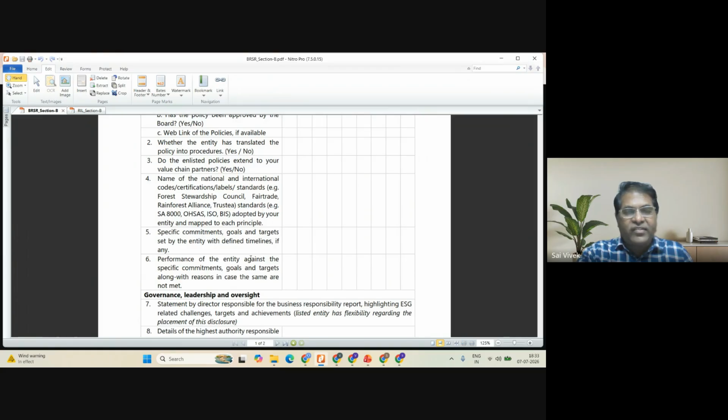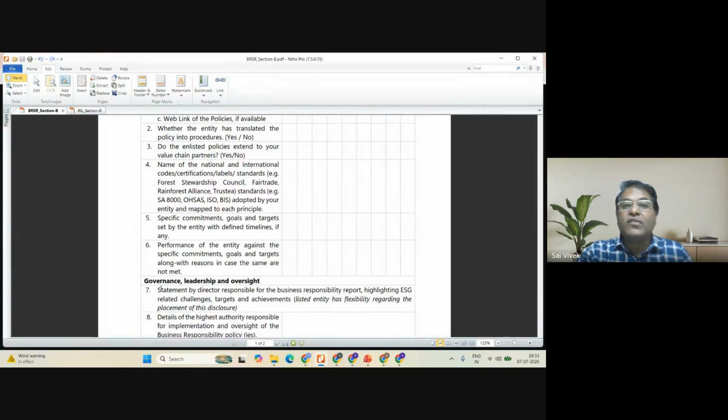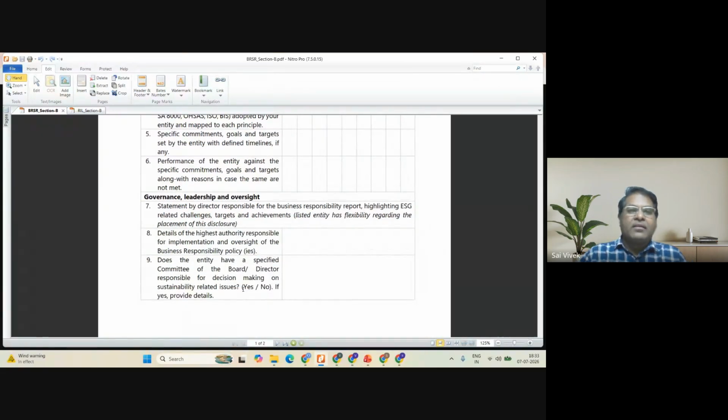Now we'll go to the next part, which is governance, leadership and oversight. Here, the statement by the director responsible for the business responsibility report, highlighting ESG related challenges, targets and achievements. The listed entity has flexibility regarding the placement of this disclosure. So here, who does this? Director responsible. This is the work to be done by the director of the company or the entity. So the seventh question is for the director. The director should say what?